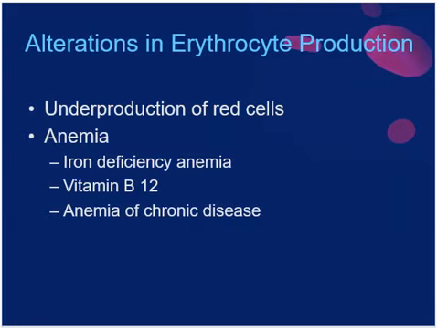We're going to first talk about alterations in erythrocyte production. The first thing that we would think of might be the underproduction of red cells, and that could be caused by impaired red cell production, blood loss, whether it was acute or chronic, increased red cell destruction, or a combination of all of the above.